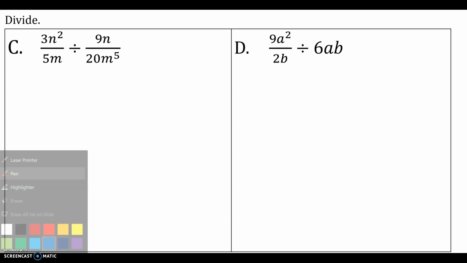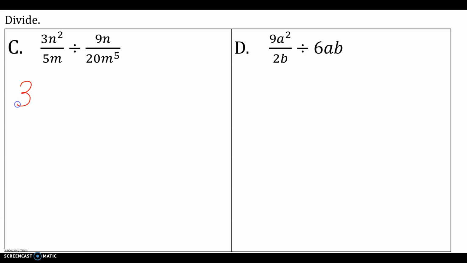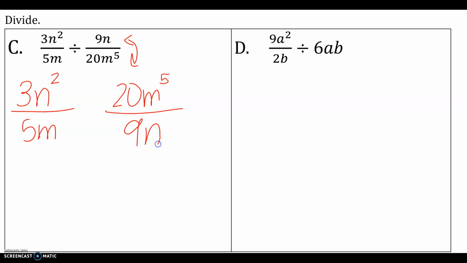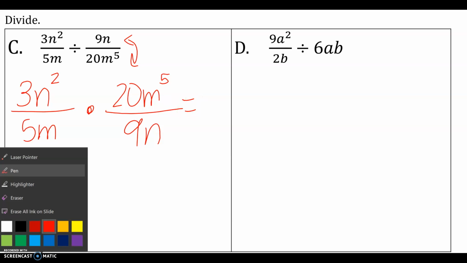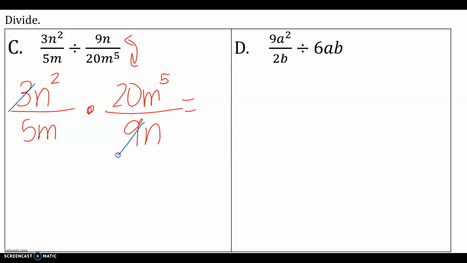Okay, let's look at these next ones. 3n squared over 5m. We need to flip 20m to the 5th over 9n times. Let's go ahead and cross divide here just a little bit. So 3 and 9, divide those and you get 1 and 3. 5 and 20, divide by 5, you get 1, 4.